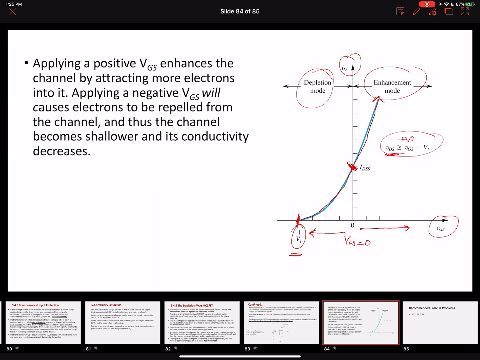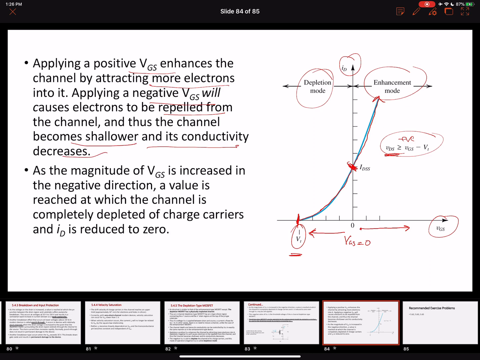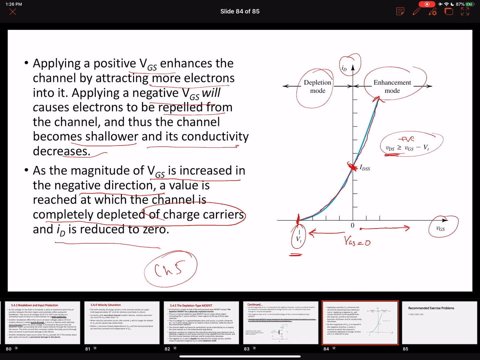And this is what we just talked about. For a positive VGS, it will attract more electrons. The conductivity of the channel will increase, and when we apply a negative VGS, the electrons will be repelled, the channel becomes shallower, and the conductivity will decrease. As we increase the VGS in the negative direction, a time will come when the channel will be completely depleted of electrons, and the drain current will become equal to 0. So this is the depletion type MOSFET. This is the end of chapter number 5 on MOSFET.